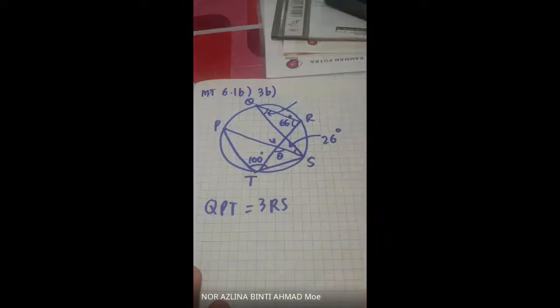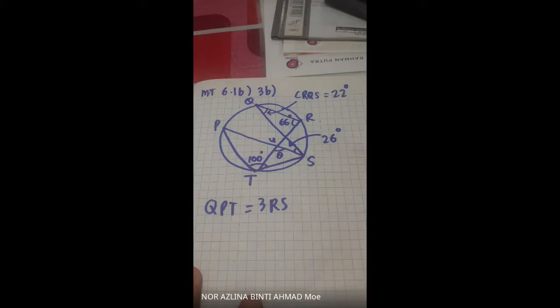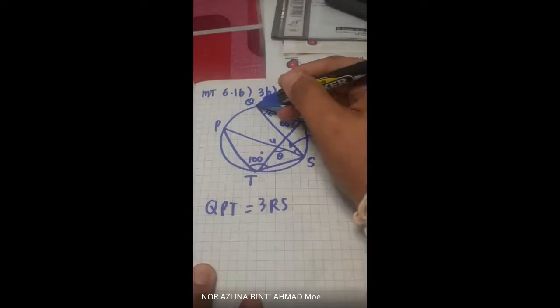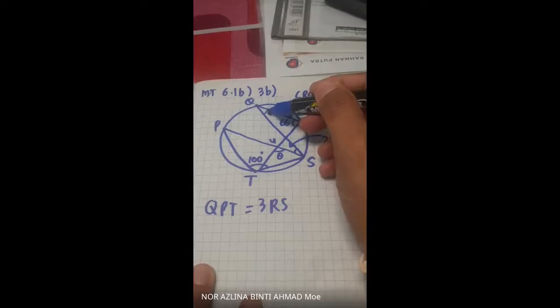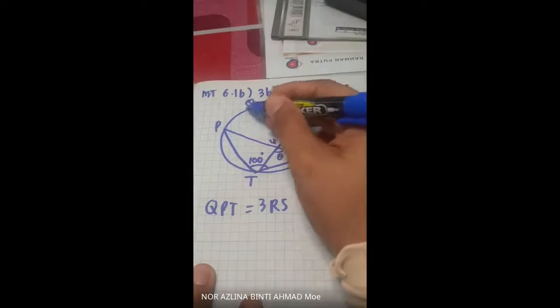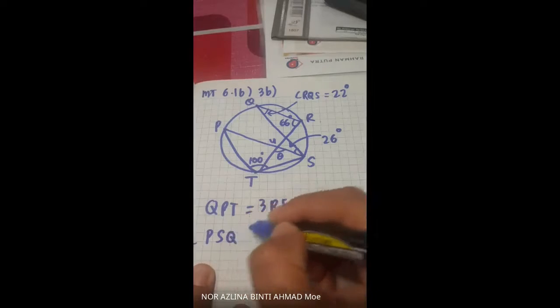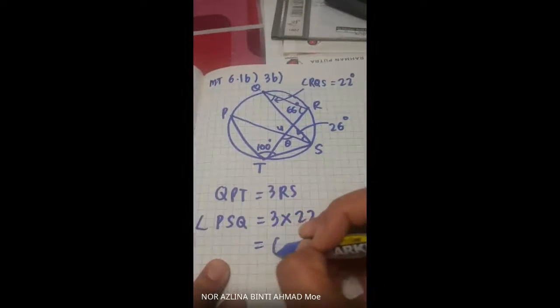Angle RQS? What do you get for angle RQS? 22. Okay. So now angle TUS. If here is 22, this is RS, length RS. Angle RQS is 22. So angle QPT is also 3 times angle Q. If the arc is triple, the angle is also triple. So angle TSQ equals 3 multiply angle RQS. So angle RQS is 22, so this is 66 degrees.